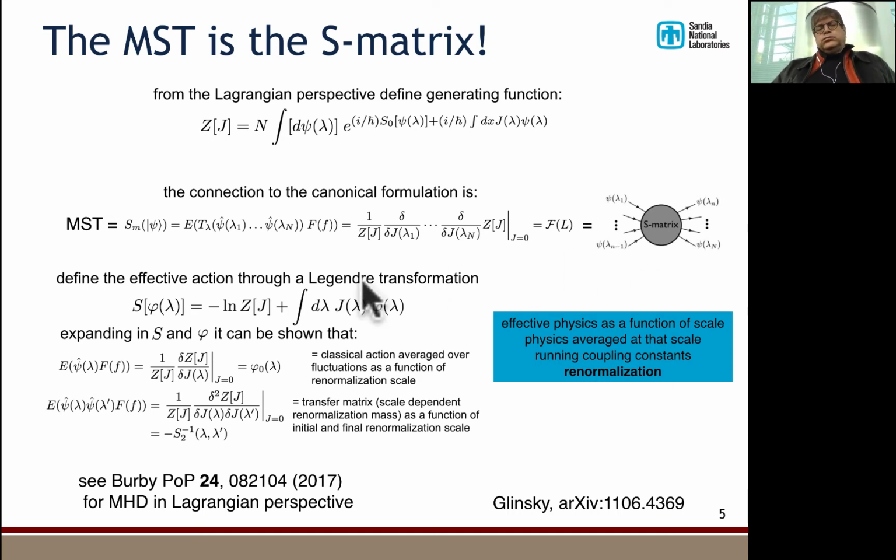You can become a bit more physical with this by defining the effective action. You find the first order Mallat scattering coefficient is nothing more than the classical action averaged over the quantum or statistical fluctuations as a function of the renormalization scale, and the second order scattering coefficient is the transfer matrix, or the transition rates from one scale to another, as a function of the initial and final scales, the scale you're going from and the scale you're going to. This also shows you the effective physics as a function of scale, or the physics averaged at that scale, as running coupling constants, or in other words, the renormalization.